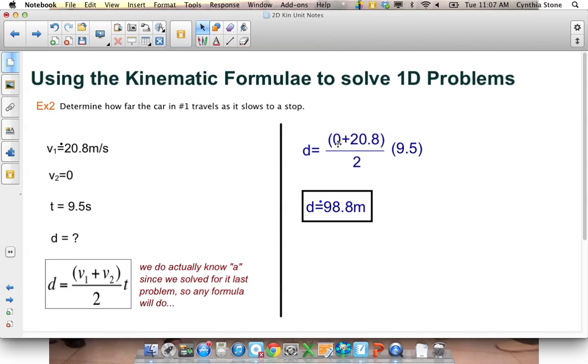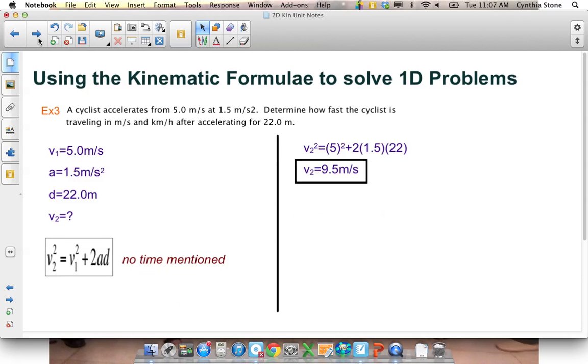So there we go. And again, when I think about reasonableness of an answer, I'd say 100 meters to come to a stop from 75 kilometers per hour is probably a reasonable number. Again, I'm going through quick. Feel free to pause the tape.